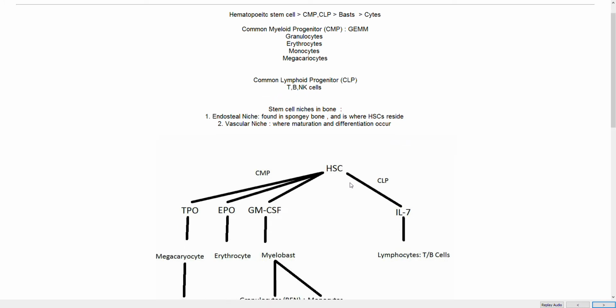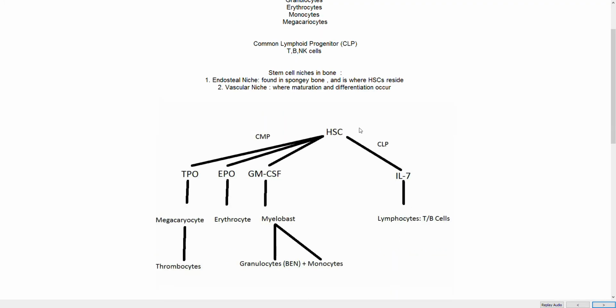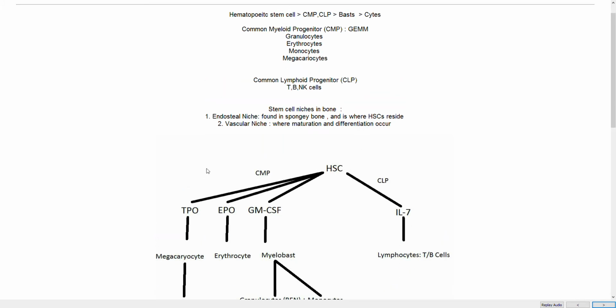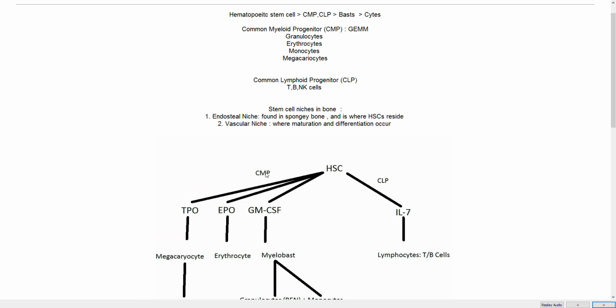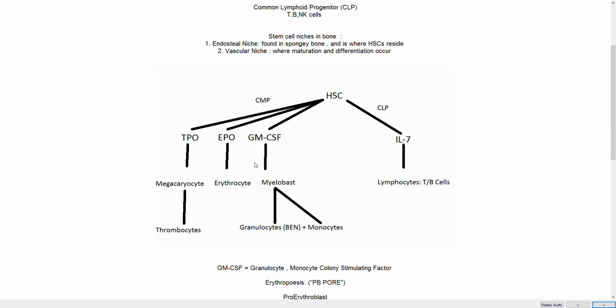So we have our hematopoietic stem cell over here in our diagram, and it develops into two types of progenitor cells. And then those progenitor type cells, depending on what kind of hormones act on them or what kind of cytokines act on them, they develop into the cells that we are familiar with. So let's look at the common myeloid progenitors. So stem cell became a common myeloid progenitor. Now this has a couple different ways it can go.